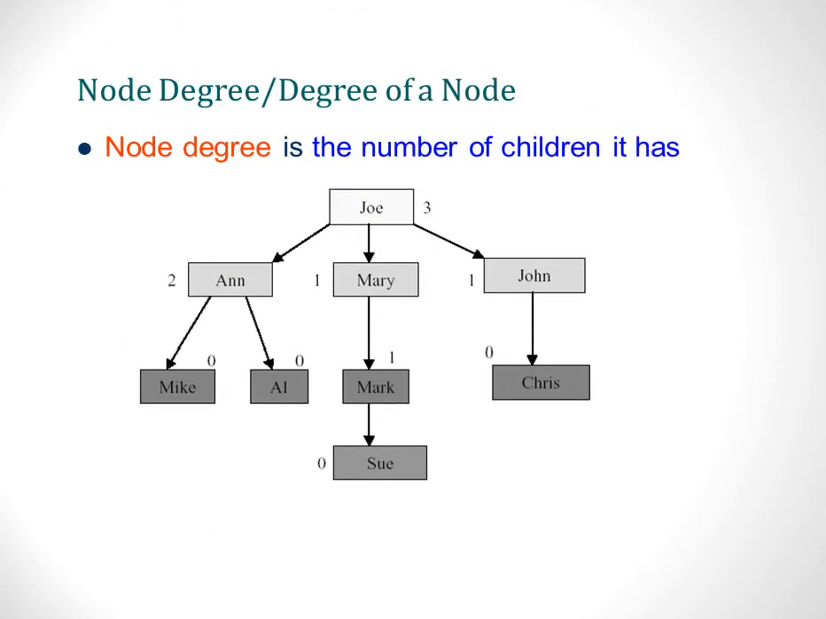Next, we'll see what is the degree of a node. The degree of a node, or otherwise called node degree, is defined as the number of children it has. In this example, Joe node has 3 children, and so the node degree of Joe is 3. Similarly, the degree of Ann node is 2 and the node degree of Mary is 1. The node degree of all the leaf nodes is always 0 because they don't have any children.